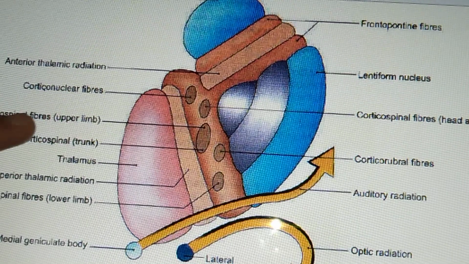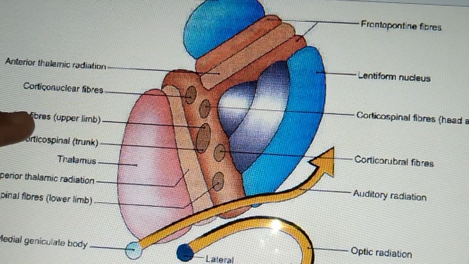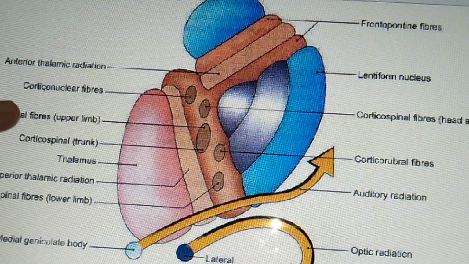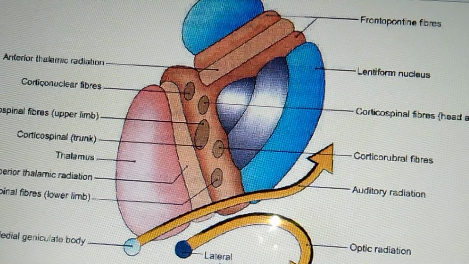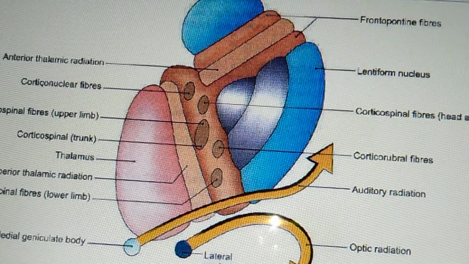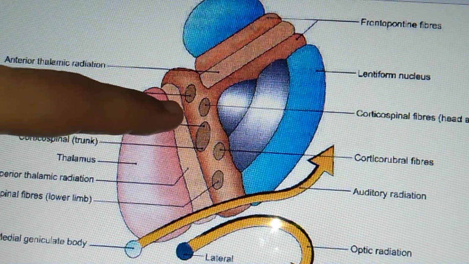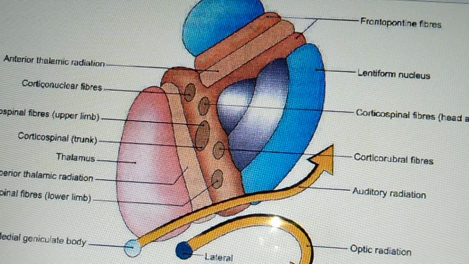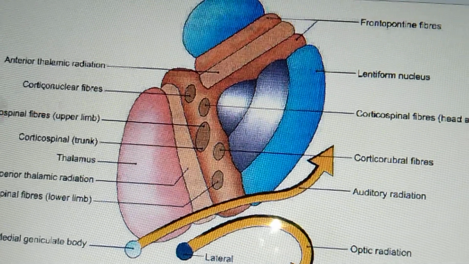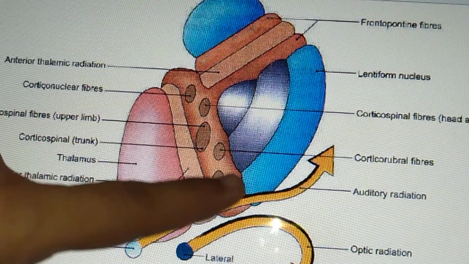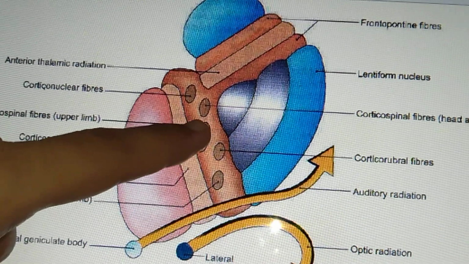Similarly, you have the corticospinal fibers of the pyramidal tract. These are the fibers for the anterior horn cells of the muscles of the head and neck. They lie in the genu. Here you can see the head and the neck lying in the genu. And the fibers for the upper limb, trunk and the lower limb lie in the posterior limb. Here you can see the upper limb fibers are shown.